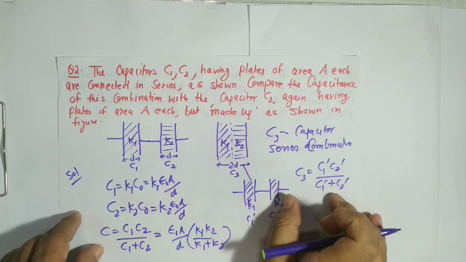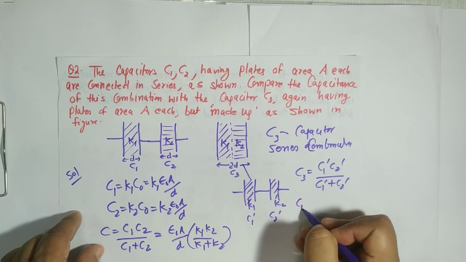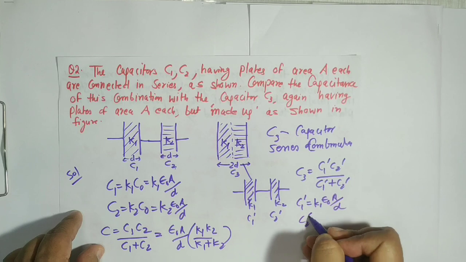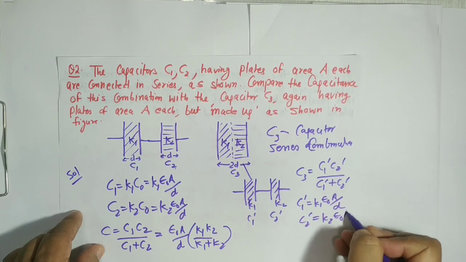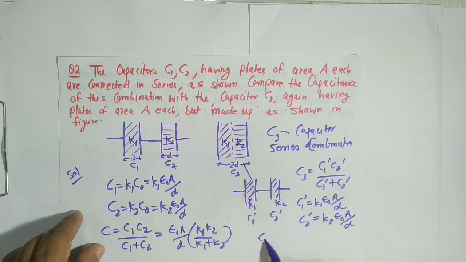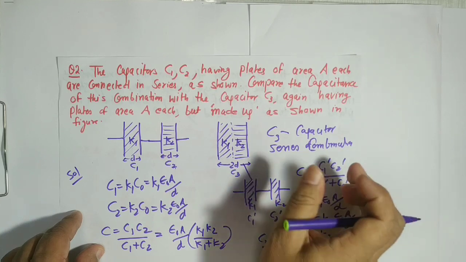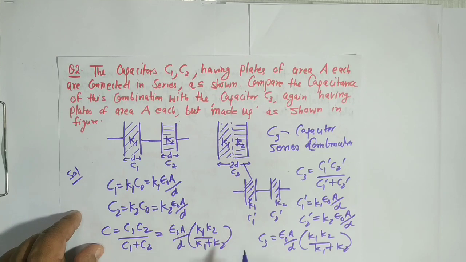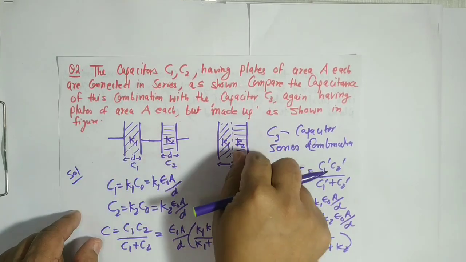The same thing will be here. We put the values. We know that C1 dash is K1 epsilon naught A by D, and C2 dash is K2 epsilon naught A by D. Same values. When we calculate C3, it will be again the same: epsilon naught A by D will come out, and it will be K1 K2 upon K1 plus K2. So what we observe is that C3 is equal to C. So actually both are working in the same way.